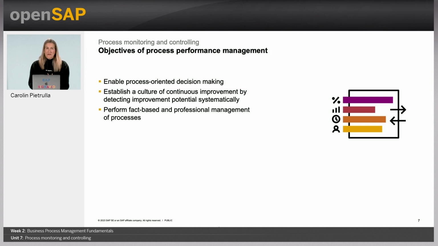Okay, well, that explains what we need to do, but not the why. Process performance management is done for a few reasons. We want to enable process-oriented decision-making because numbers don't lie. Secondly, we want to establish a culture of continuous improvement by detecting improvement potential systematically. So if our PPIs indicate a loss of productivity or a rise in lead times, we can investigate and find out the underlying root cause quickly. And third, we want to do fact-based and professional management of processes.